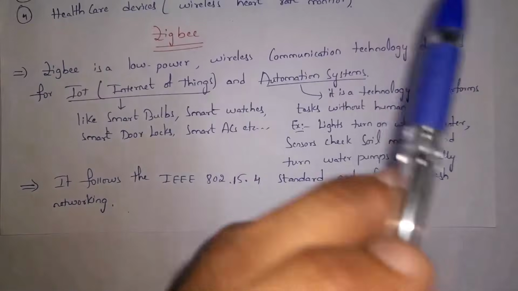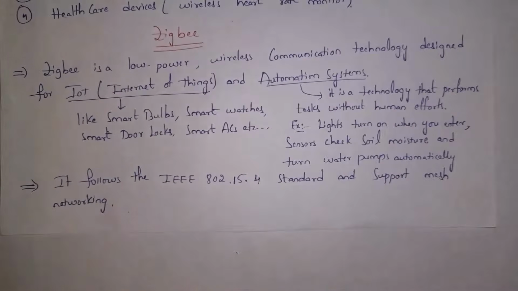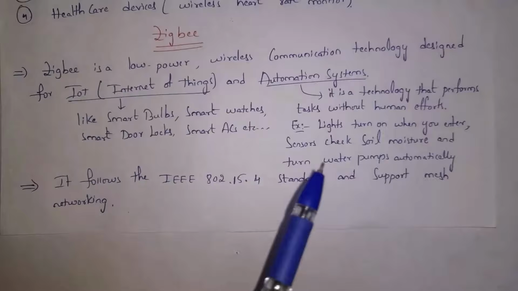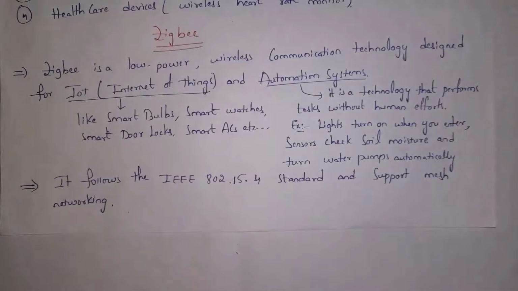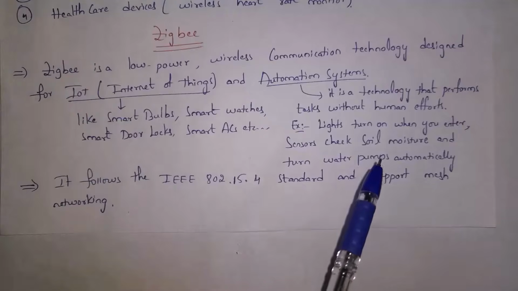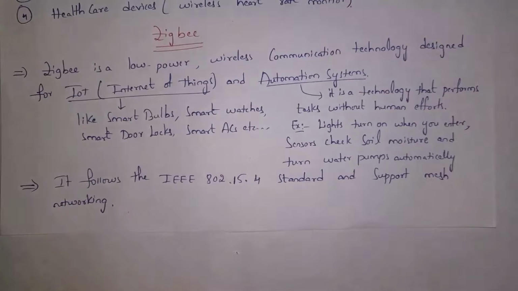And automation systems are nothing but, for example, if you consider smart lights, when we enter, automatically lights will turn on. And whenever we leave our house, automatically lights will turn off. Because smart lights contain sensors, and sensors work based on Zigbee technology. So we use Zigbee technology in IoT and as well as automation systems. And Zigbee follows a standard, that is IEEE 802.15.4. Those standards are nothing but rules. Based on the standards, Zigbee technology works.